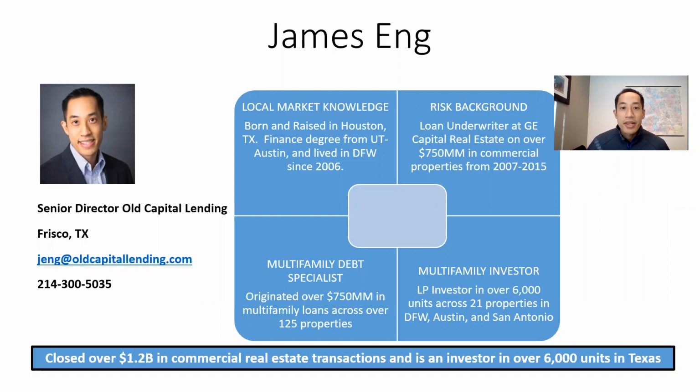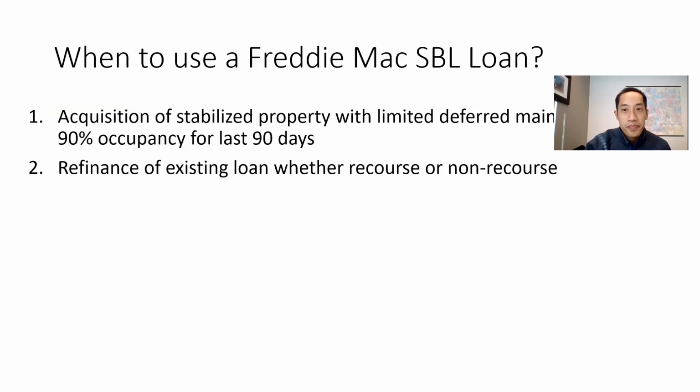And then the last 5 years, I've been at Old Capital originating multifamily loans, over $750 million across 125 properties. During that same time, since 2015, I've invested in about 26 properties across DFW, Austin, San Antonio. 5 or 6 of those have just sold in the last year, so about 21 properties, 6,000 units right now.